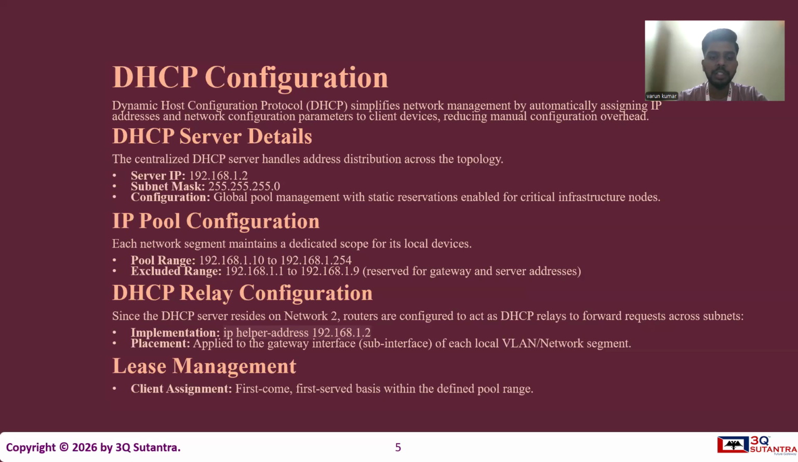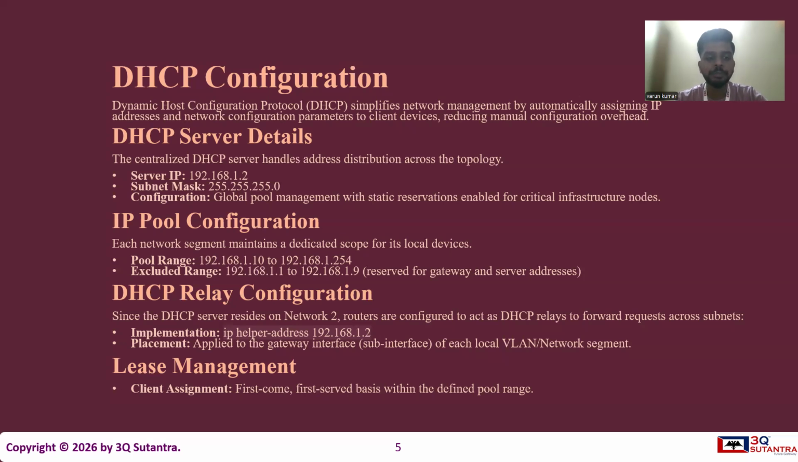IP pool configuration. Each network segment maintains a dedicated scope for its local devices. Pool range is 192.168.1.10 to 192.168.1.254. The excluded range is 192.168.1.10 to 192.168.1.99, reserved for gateway and server addresses.